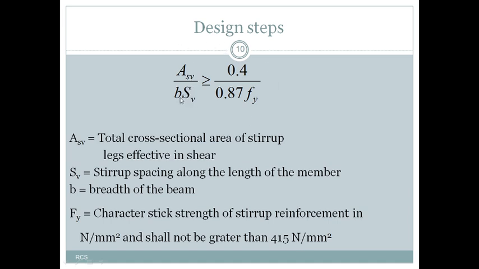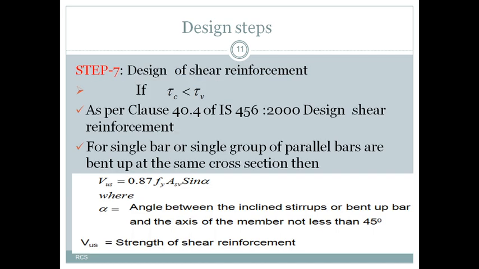That is, ASV by B SV greater than or equal to 0.4 by 0.87 Fy. It may be equal, or it may be greater than this value. So it is provided when your design shear strength is more than the nominal shear stress of an RCC member. Right, this is an important and crucial step in the design of shear reinforcement.